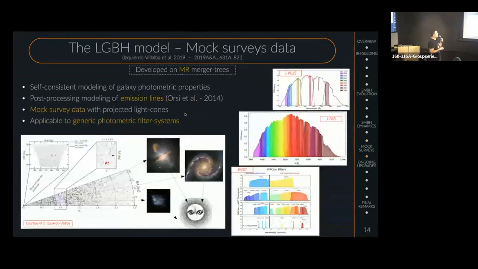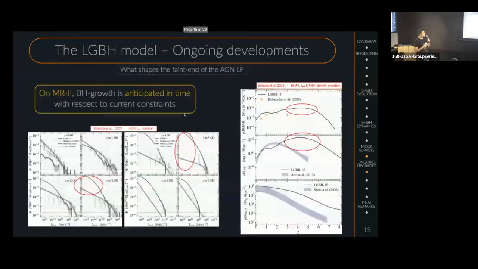One thing is we can also have directly from the code mock survey outputs, which are basically adaptable to any arbitrary photometric filter set. And these can be actually used to mock surveys, mock real observations in a very nice and consistent way. Okay, I'm gonna go very fast on this because I only have 2 minutes.